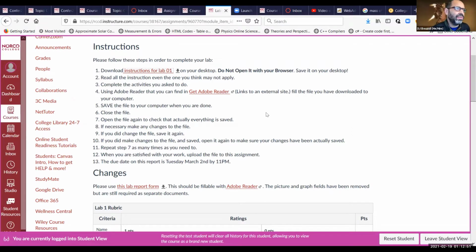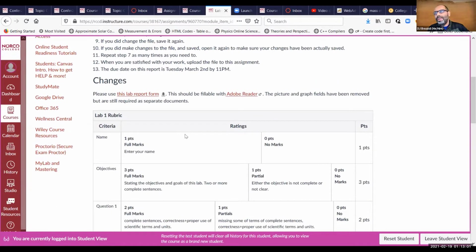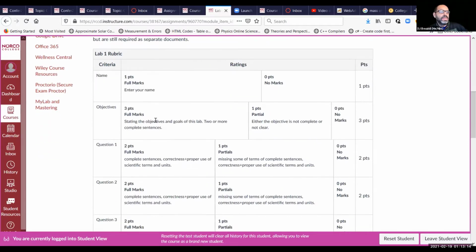So let me open the file itself. But before I do that, let me go through something which is critical, the way I do things in this class, and any class for that matter. There is a rubric at the bottom. What that means is this is how you're going to be graded. If you miss one of these items, you know exactly how many points you're going to miss. If you miss this item, you know the objective, for example, you know how many points you're going to miss. And to be clear, you need to structure it in this format also to get the full credit for it.